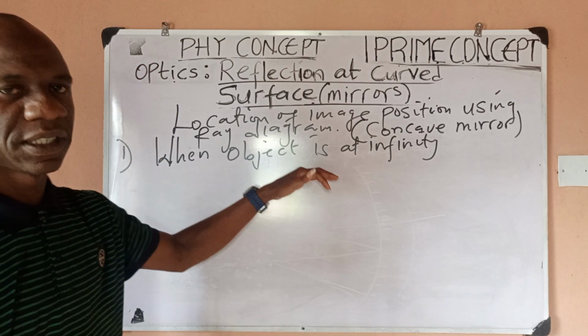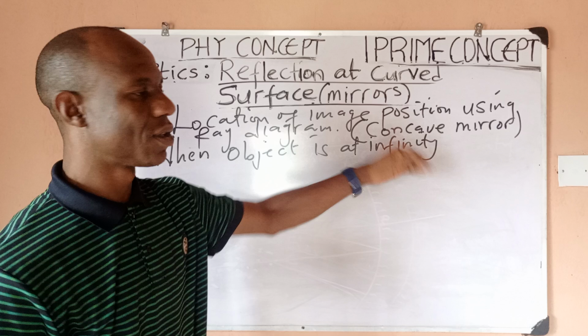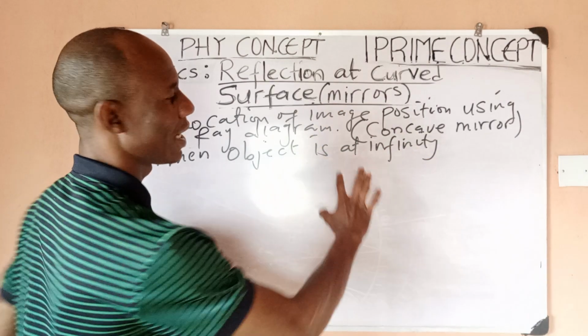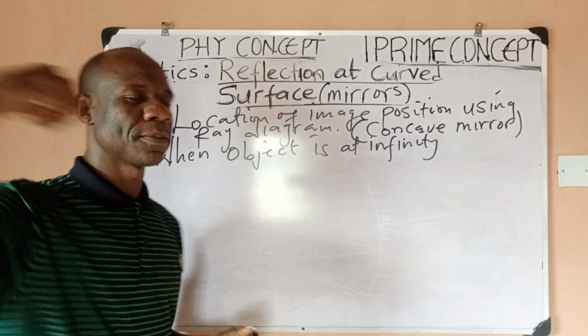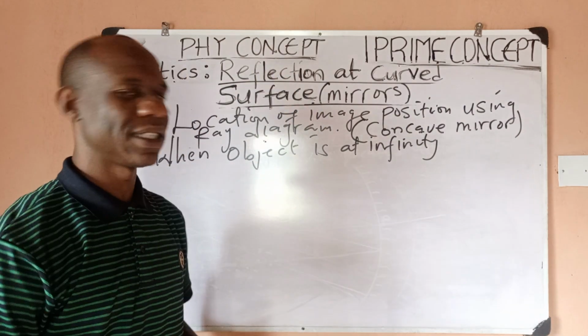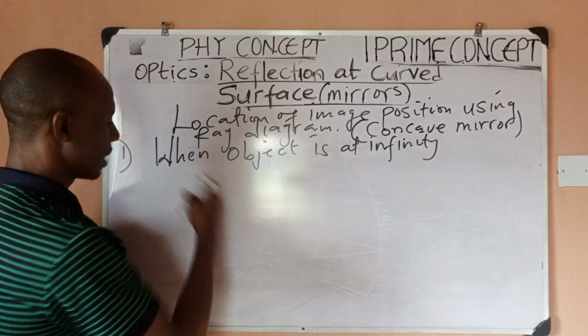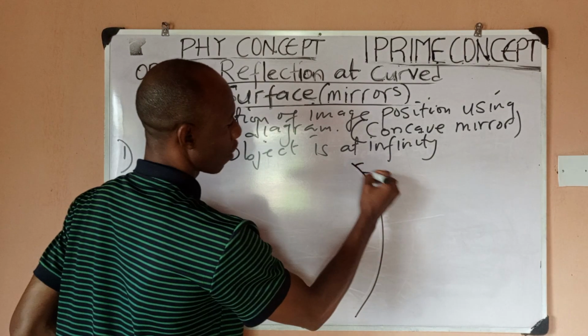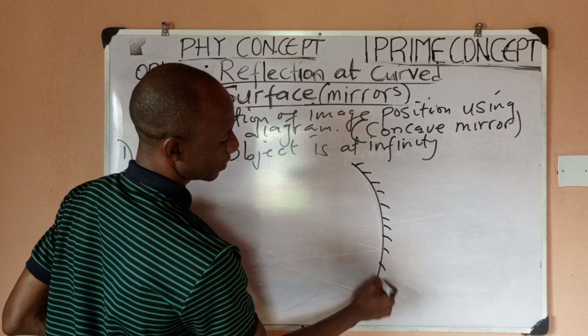Now, when you're studying physics, infinity is usually denoted under ray concepts with parallel lines. So when you see parallel lines, it simply means that the object of that parallel line is at a very far point, at infinity. So that is what we want to consider. So say this is my concave mirror.